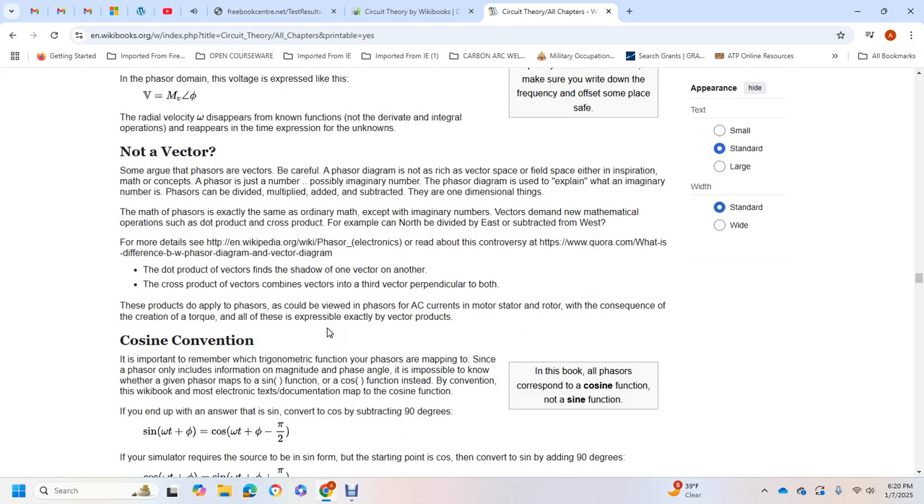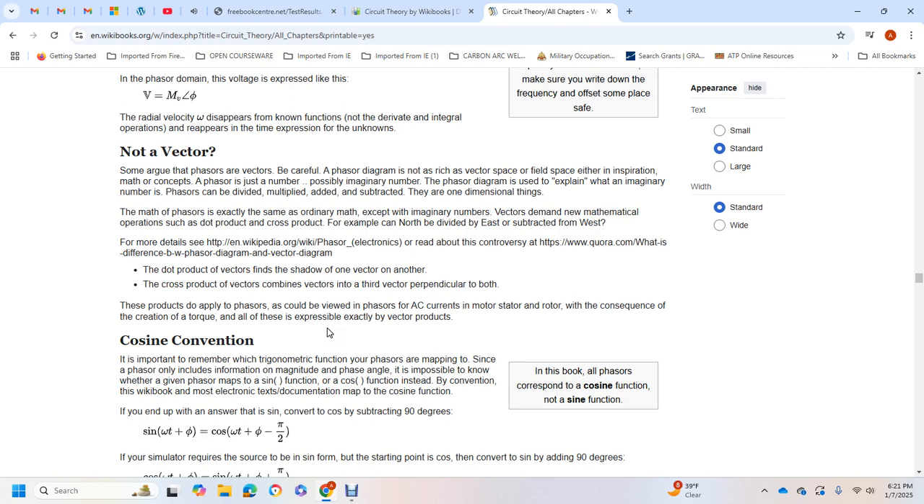Some argue that phasor vectors are vectors, but be careful: the phasor diagram is not a vector space. The concept of the phase comes from math and imaginary numbers. The math of phasors is exactly the same as the ordinary math, except that with the imaginary number, vectors demand new mathematical operations, such as the dot product and cross product. For example, north divided by east, and subtract with west. For more detail, see the Wikipedia article on phasors and the Quora discussion.